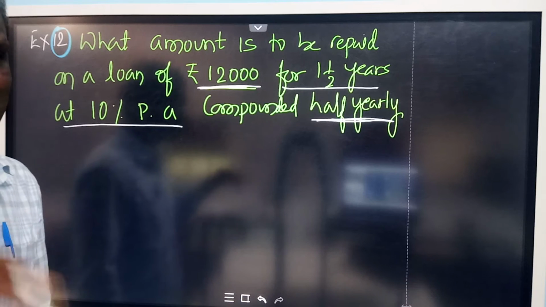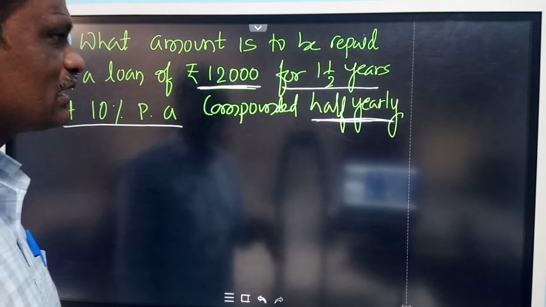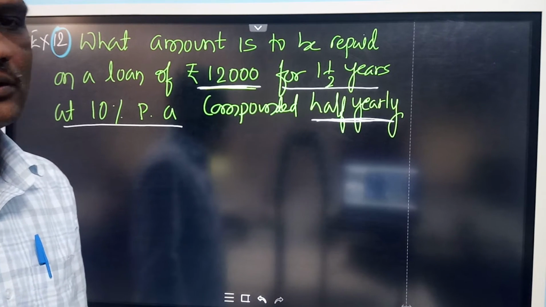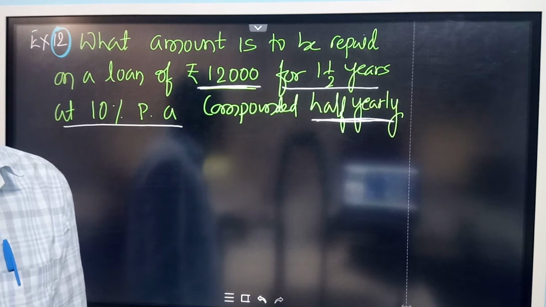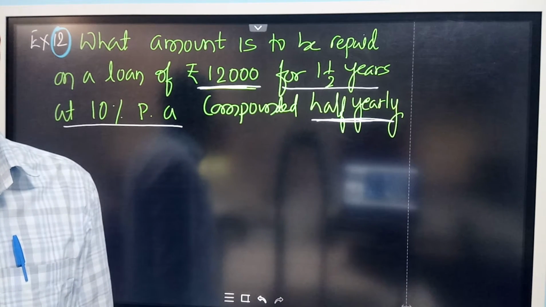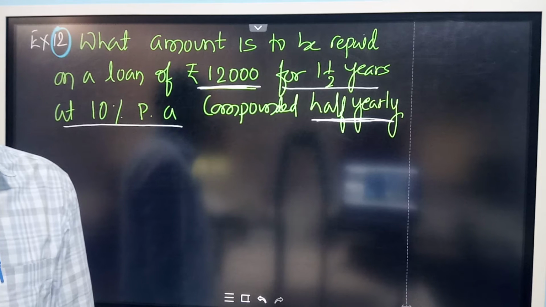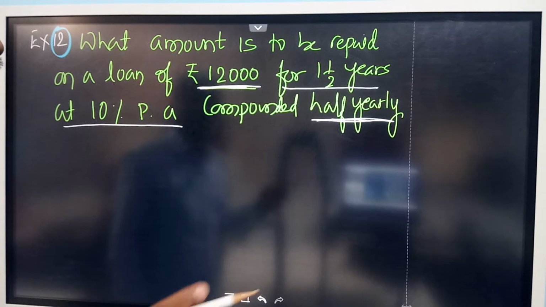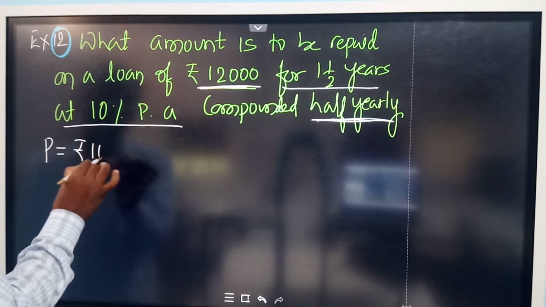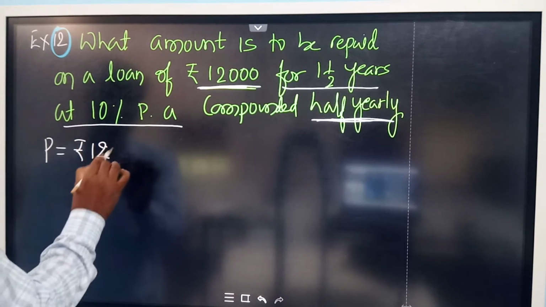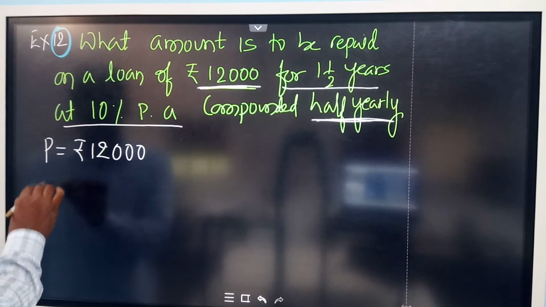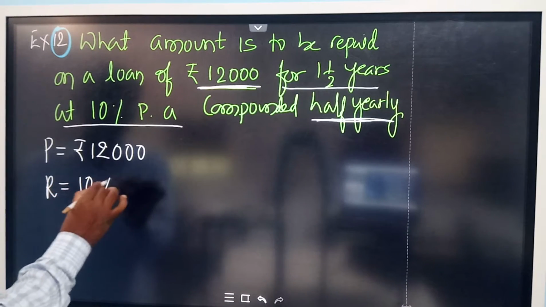You can do it using the simple interest formula. For the first year you calculate, then for the next half year add that amount and find out for the next 6 months. That is another way. Directly you can use the formula to find the compound interest for half yearly calculations. So now here the principal value P is equal to rupees 12,000, and the rate of interest is given as 10% per annum.